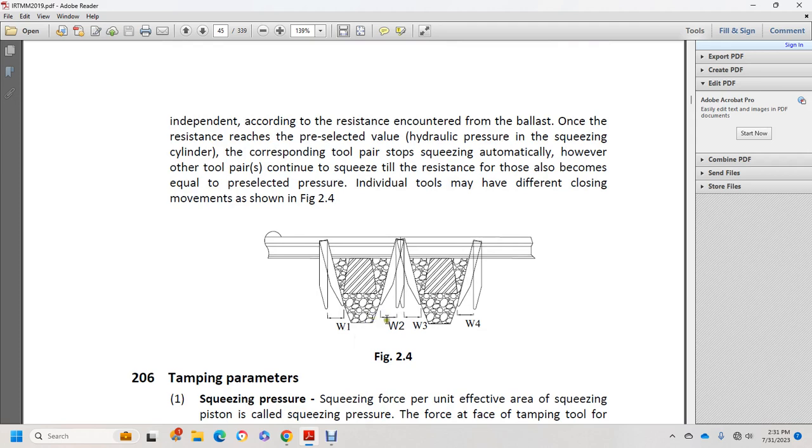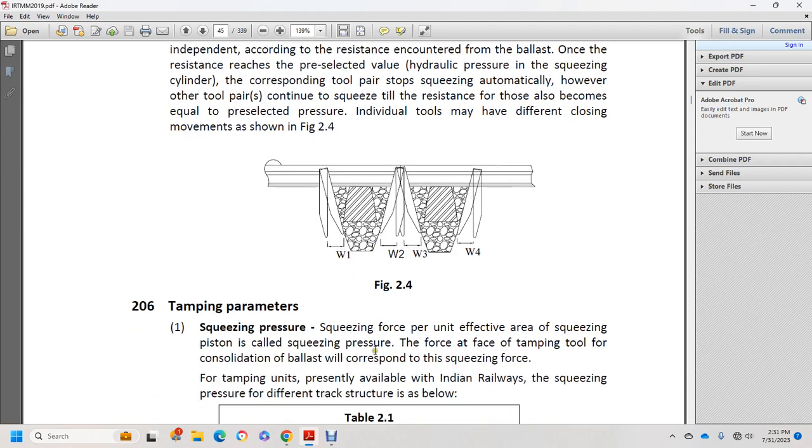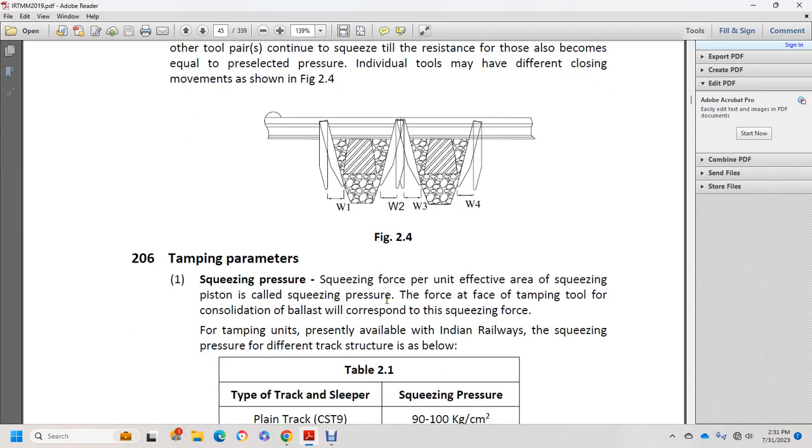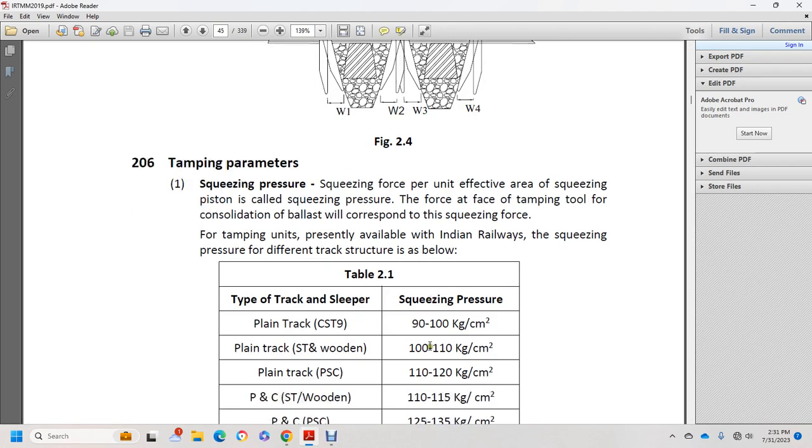It shows W1, W2, W3, W4, tamping parameters, squeezing pressure. Squeezing force per unit effective area is called squeezing pressure. The force phase for the tamping tool with the consolidation over the ballast will correspond with the squeezing force of the tamping unit presently available to Indian Railways. Squeezing pressure for the different tracks is given below.